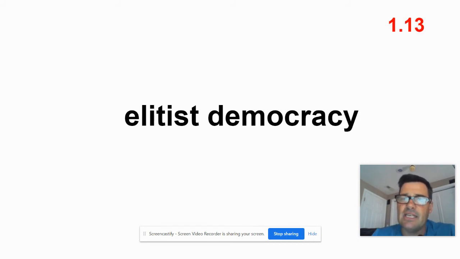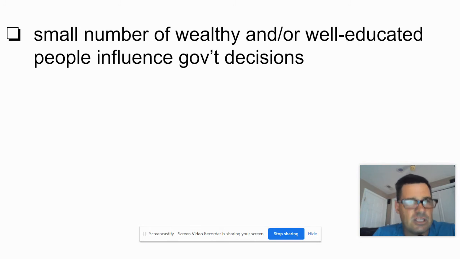And the last one is elitist democracy. You look at the root word, right? Elite, like top, the best. Elite democracy is a form of democracy, but there's a limited number of people who are part of it. A small number of wealthy and/or well-educated people influence government decisions.